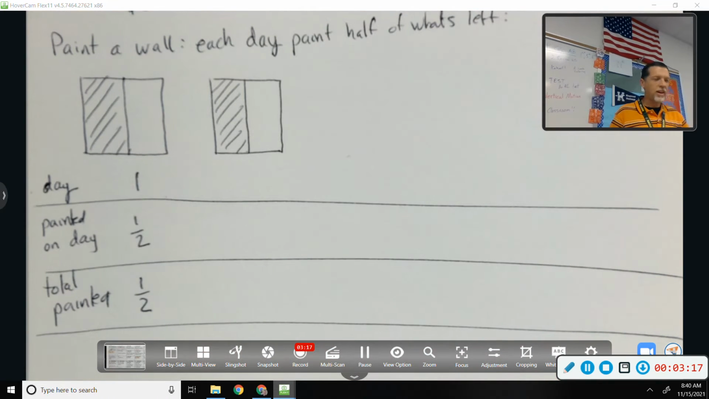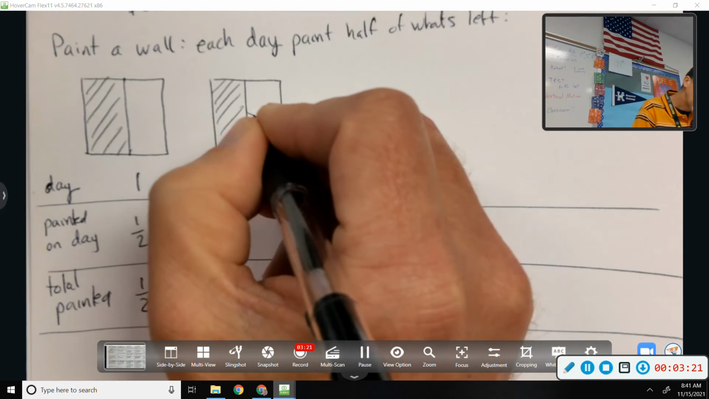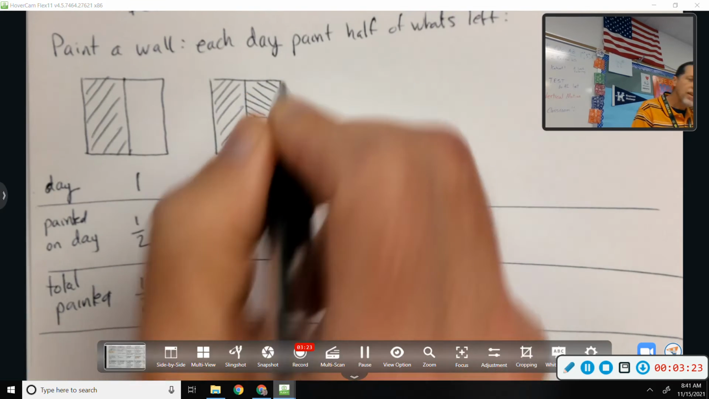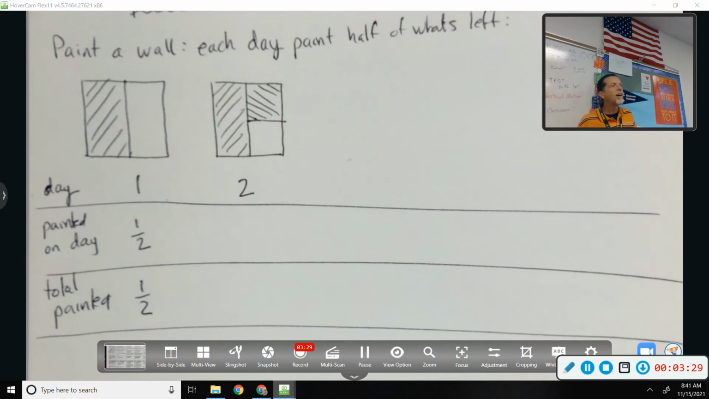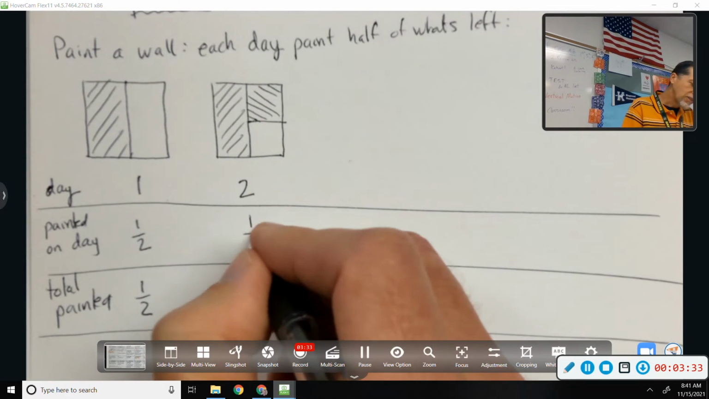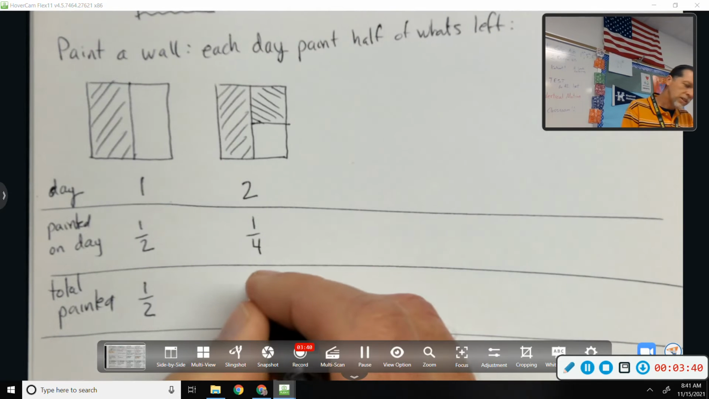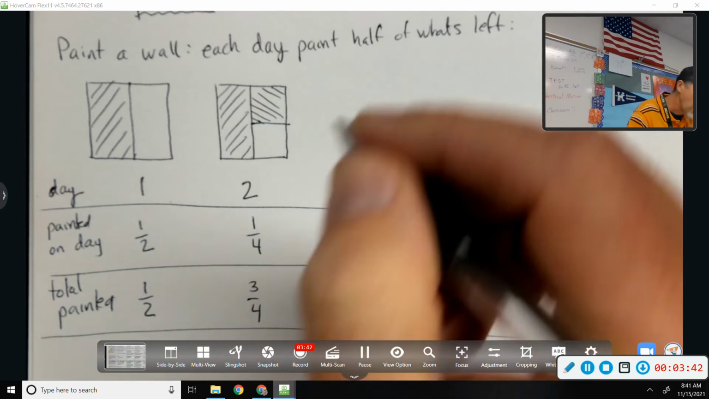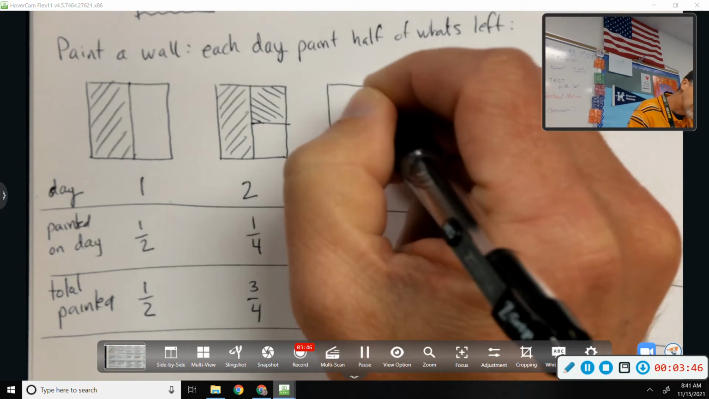That part's already painted. We want to paint half of what's left. Bottom half, top half, doesn't matter. Day 2. Exponentially half. How much did we paint that day? 1/4. How much total have we painted of the room? 3/4. You guys are fraction experts. Let's keep going.